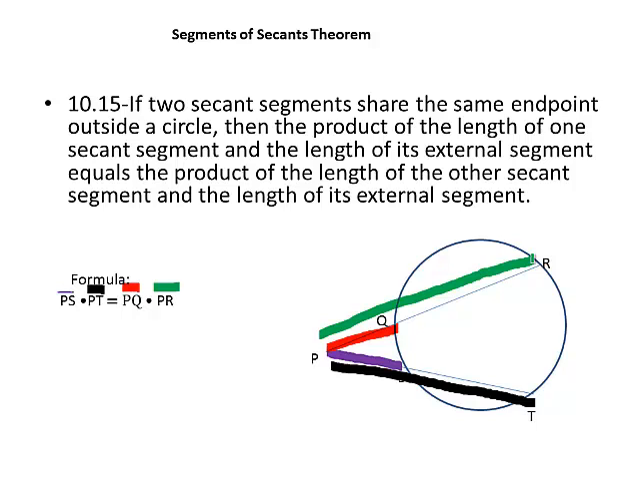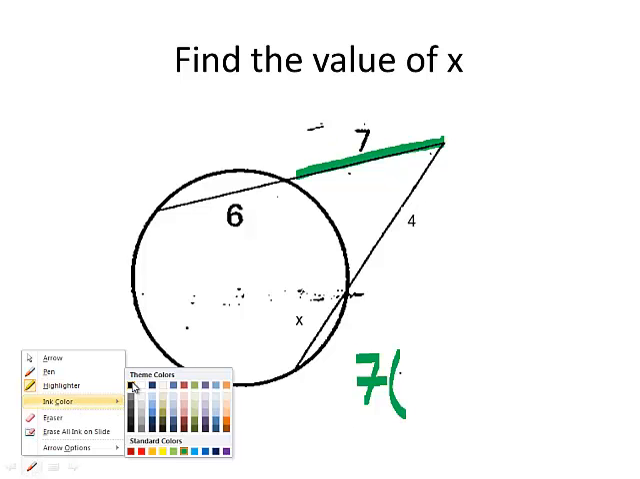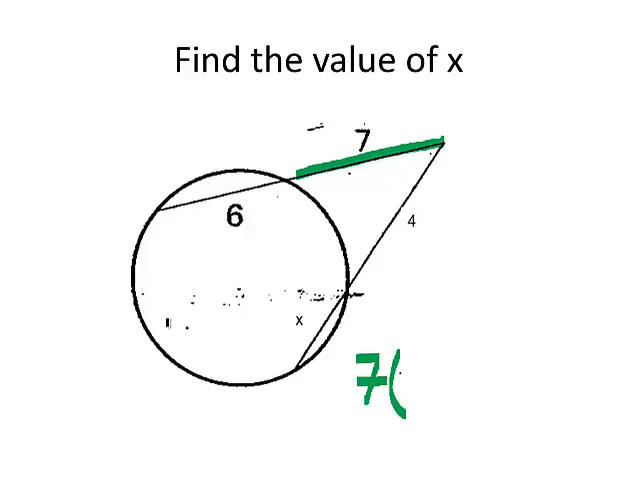So, in terms of the application, here's your example. I'm going to do the top segment because I think it's the easiest one. We have the external segment, which is 7. So it would be 7 times the entire length of that segment. You're going to have to do a little bit of addition here, which would be 6 plus 7, which would be 13. So that's pretty straightforward.